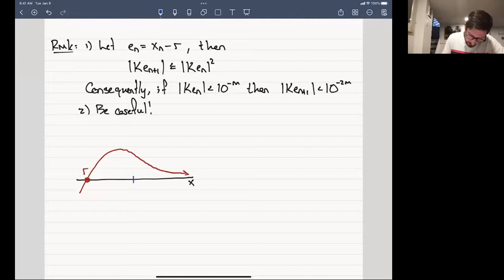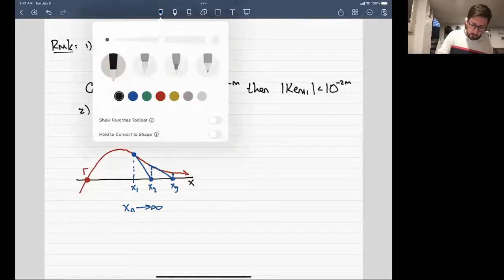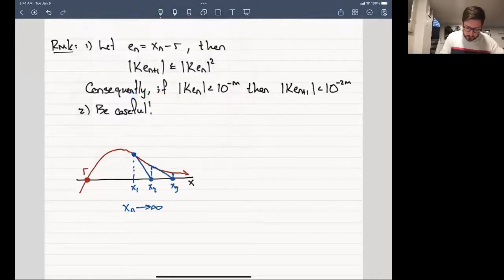So for example, if I pick X1 over here, then if I follow this up, what's going to happen? Well, if I generate my Newton sequence, I get X2 right here, and then I get X3 way over here, and more and more and more. And essentially what you're finding is that Xn goes to infinity.